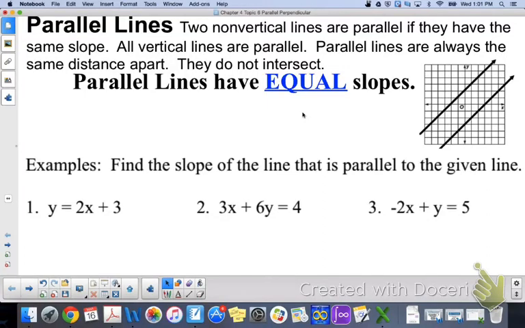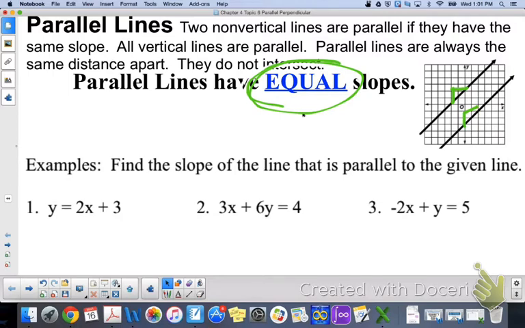Okay, parallel lines. Parallel lines have equal slopes. That is the biggest thing that you need to remember. They have equal slopes. So when you are graphing parallel lines, they have equal slopes, rise over run, and they never end up touching because they always have equal slopes.